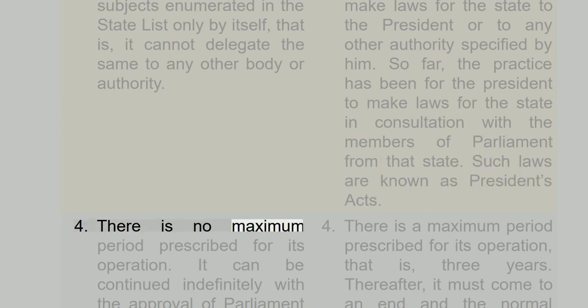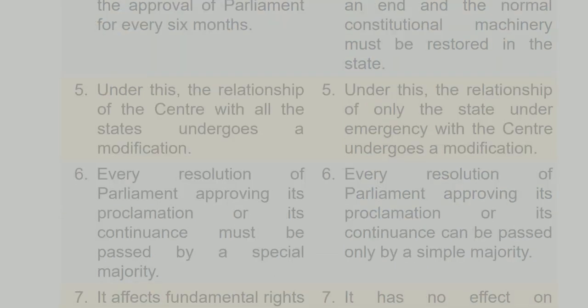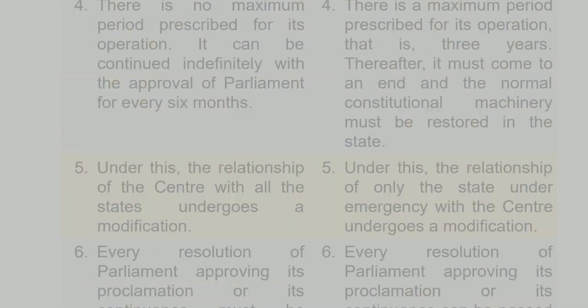4. There is no maximum period prescribed for its operation. It can be continued indefinitely with the approval of parliament for every 6 months. 4. There is a maximum period prescribed for its operation, that is, 3 years. Thereafter, it must come to an end and the normal constitutional machinery must be restored in the state. 5. Under this, the relationship of the center with all the states undergoes a modification. 5. Under this, the relationship of only the state under emergency with the center undergoes a modification.